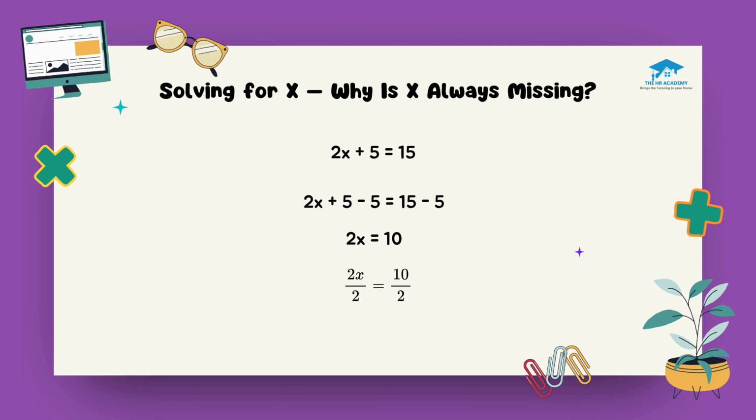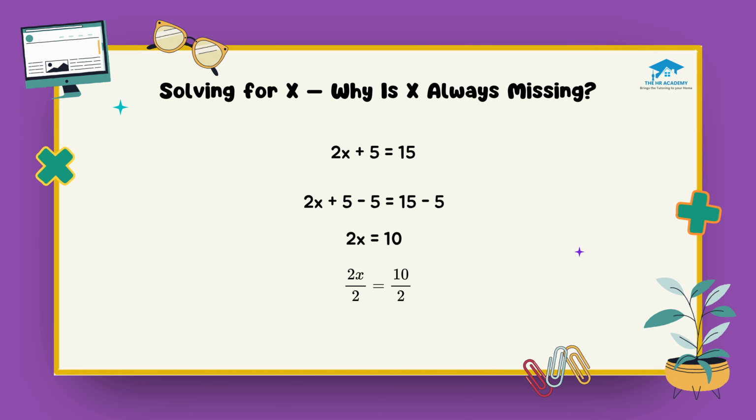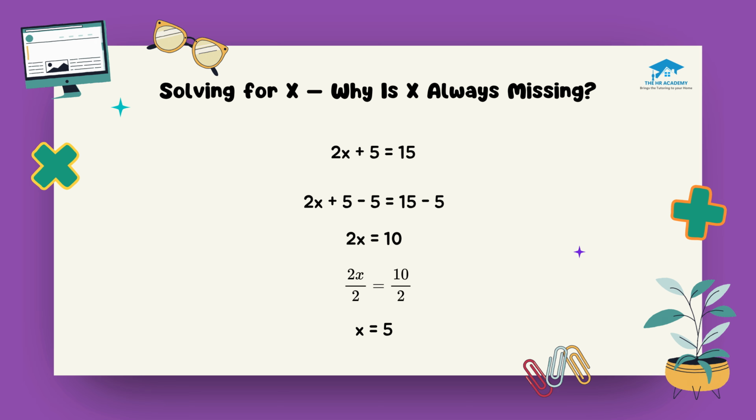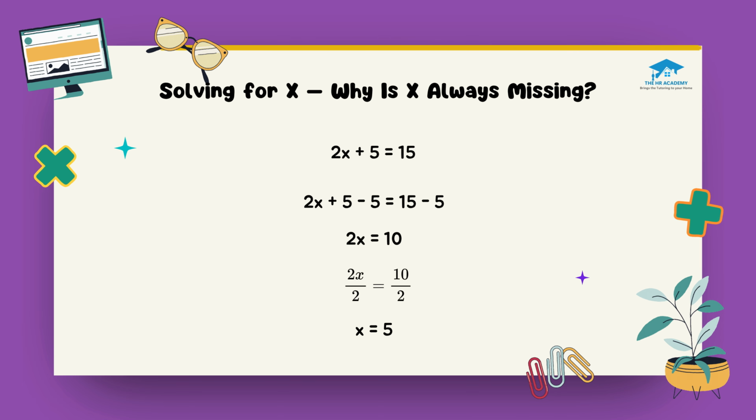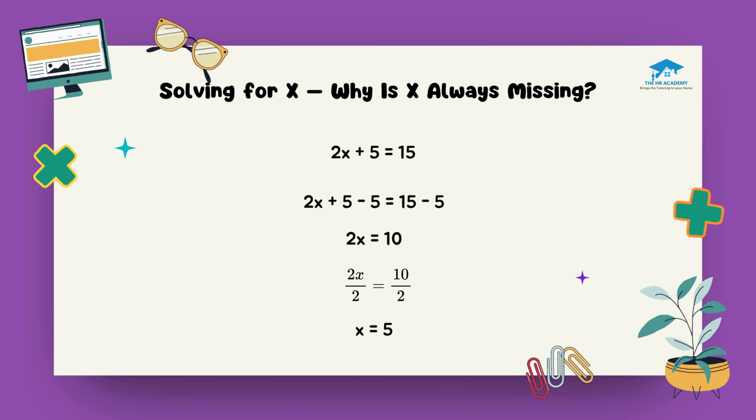Step 2. Divide both sides by 2, since we want x only, and not 2x. 2x equals 10 becomes x equals 5, because we divided 10 by 2. And now we have found x. X just wanted some attention. Classic drama queen.